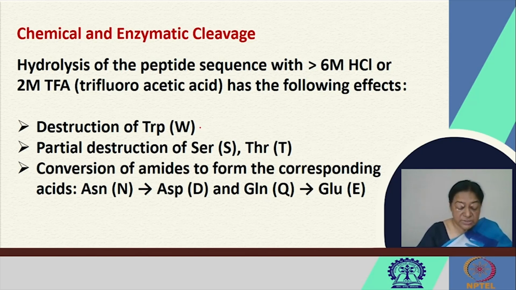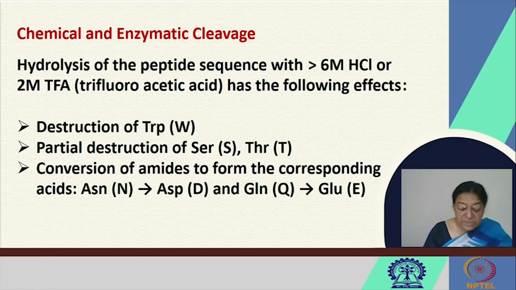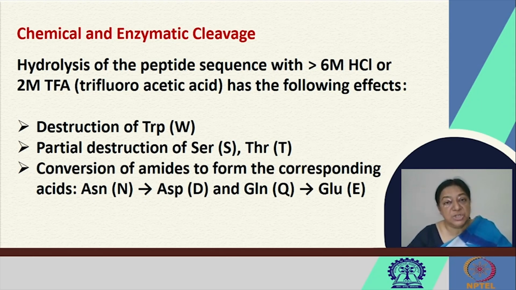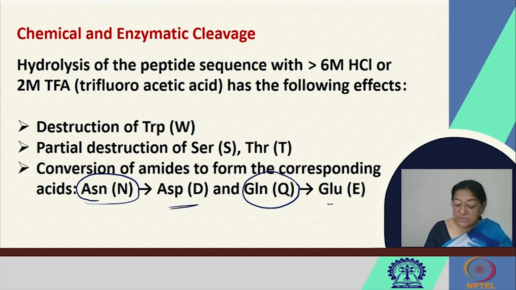This could destroy our tryptophan residue altogether. This could result in the partial destruction of serine and threonine. And because of the harsh methodology used, we could have a conversion of the amide amino acid residues, that is asparagine and glutamine, to their respective acids. So based on this information, we would then have to construct our corresponding peptide.